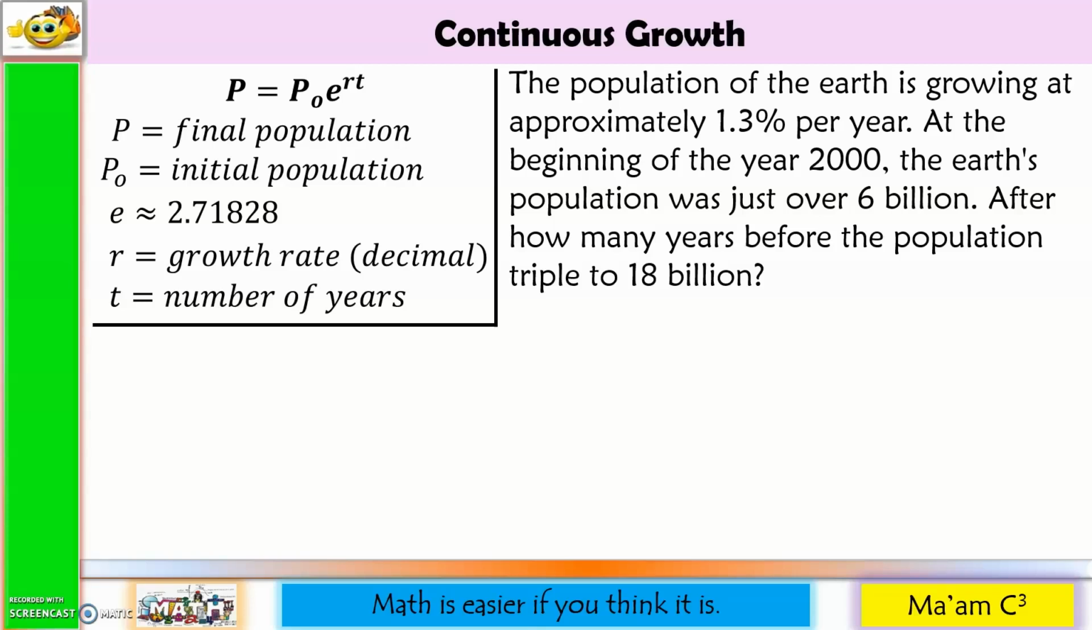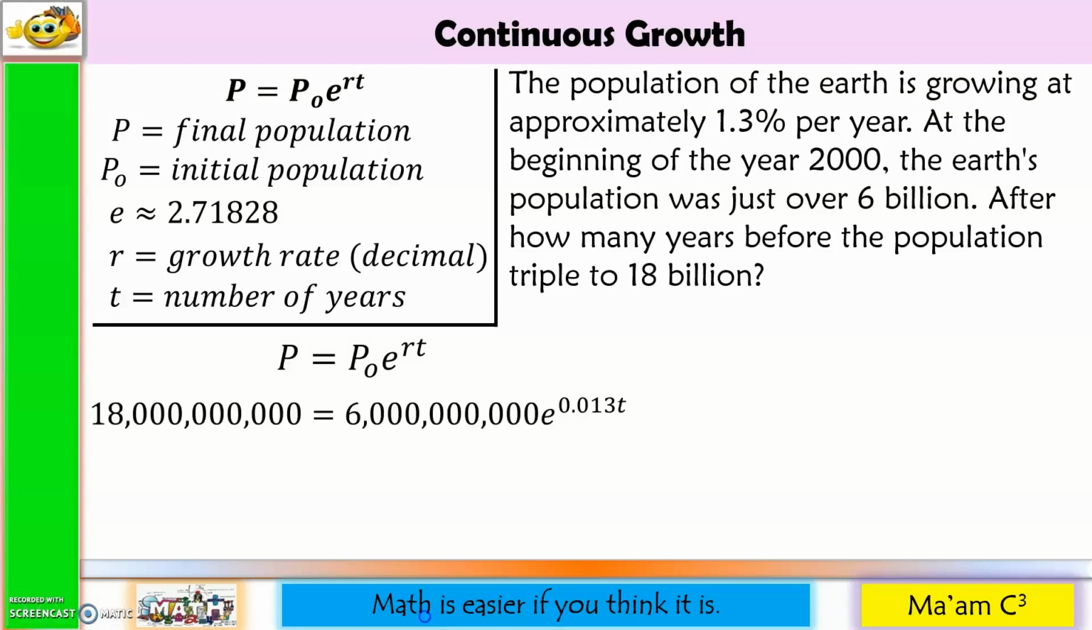So let us identify our variables here. The final population, we are looking at 18 billion. The initial population is 6 billion. E is already given. R is 1.3%, so 0.013 in decimal. And the number of years is what we are asked to solve. Let us recall the formula. Let us substitute the values that we have identified earlier.